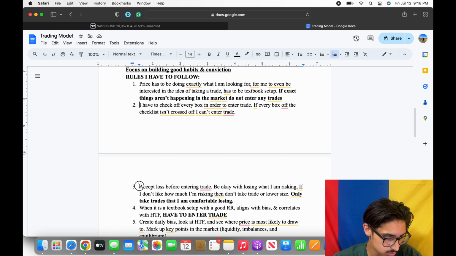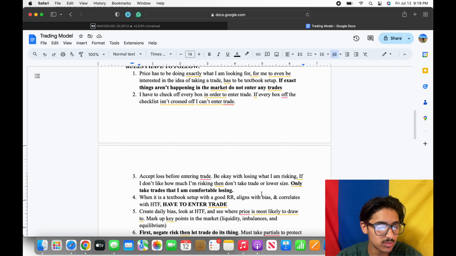Rule number 3, accept loss before entering a trade. Be okay with losing what I'm risking. If I don't like how much I'm risking, then take the trade at a lower size. This is honestly so simple. I just have to accept my loss before I enter a trade, and this is gonna make things way easier if I do lose that trade, because I've already accepted the loss before I entered, so I'm not even tripping. It is what it is. I only have to take trades that I'm comfortable losing.